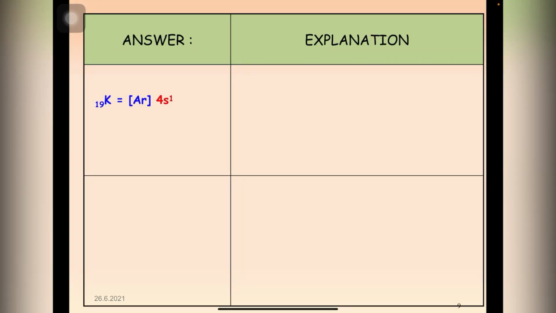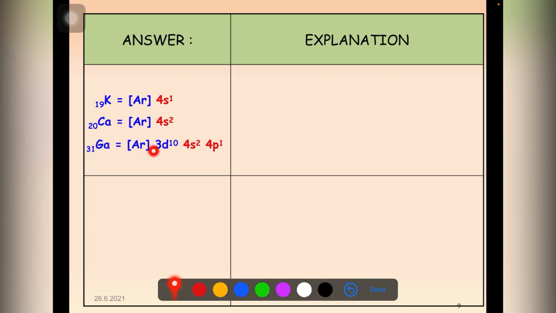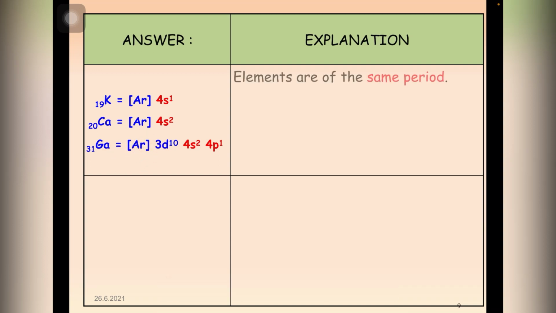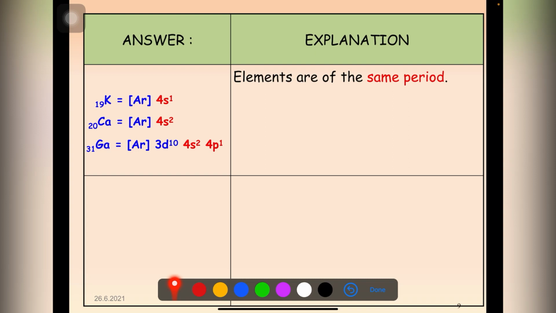So this is the electronic configuration for potassium. I just showed you the outer electron, or valence electron. This one is the short form for the electronic configuration of argon. The elements are in the same period. You can see that all the elements are in the same period because the highest n is 4. So it shows that all the elements are in the same period.